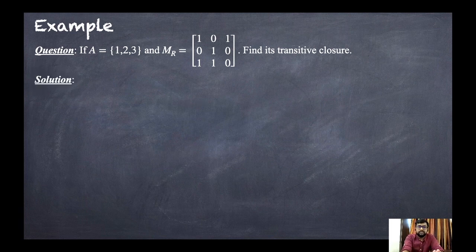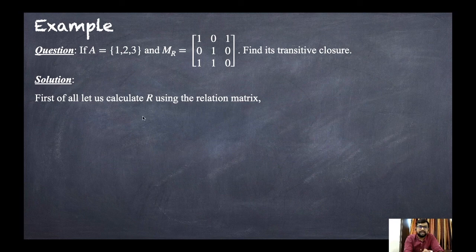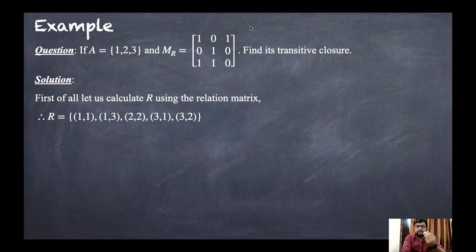Now the solution. Here the set is given and the matrix of relation is given. But using the matrix of relation, first we need to convert it into a relation, and then we will proceed further. So first of all, let us calculate capital R, that is the relation, using the relation matrix. We know how to write a relation. Just consider this matrix. We have three elements and both the sets are the same, so it is a relation on A. So the relation matrix will be of type 3 cross 3.